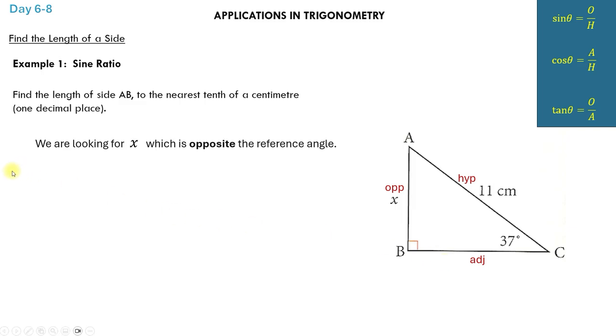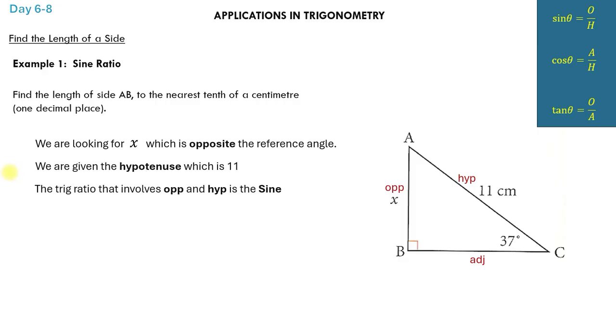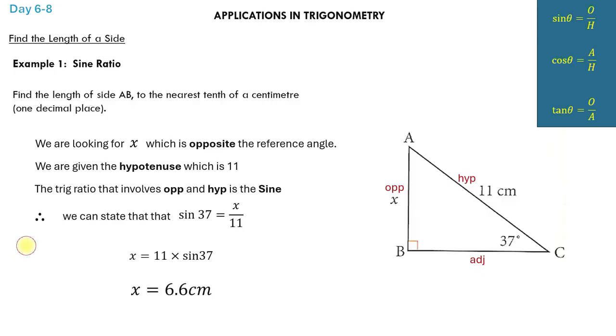So the trig ratio, which deals with opposites and the hypotenuse, is the sine. So we can say that the sine of 37 degrees equals x over 11, or opposite over hypotenuse. X equals 11 times sine 37, and our calculator will tell us that x equals 6.6 centimeters when rounded.